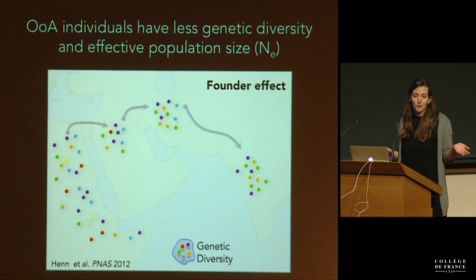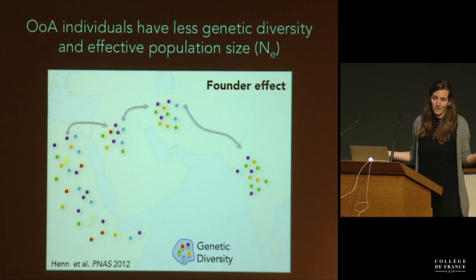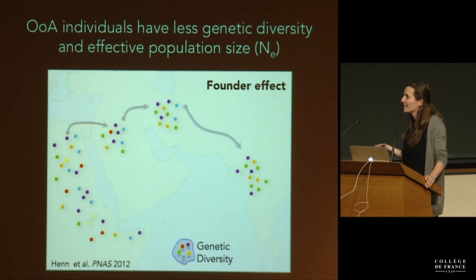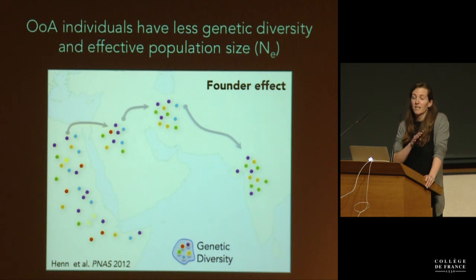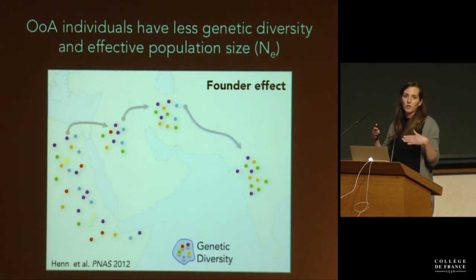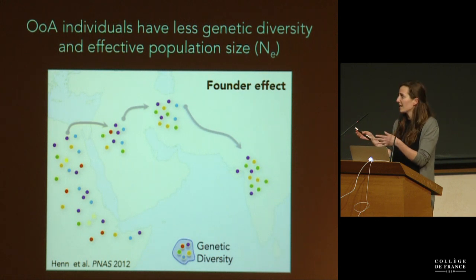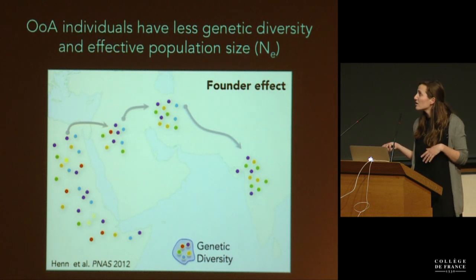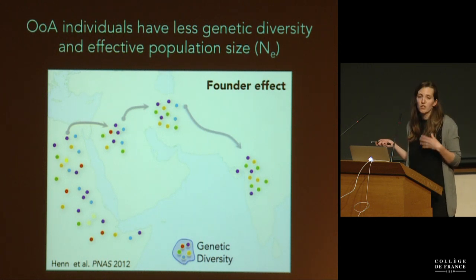And not only did it go out of Africa, but it expanded to the entire globe. So the result is that out of Africa populations are much, much less diverse than African populations. This effect is called a founder effect, a subpopulation going to a new area, and that loss of diversity is called a bottleneck. And this is also related with a loss of effective population size.